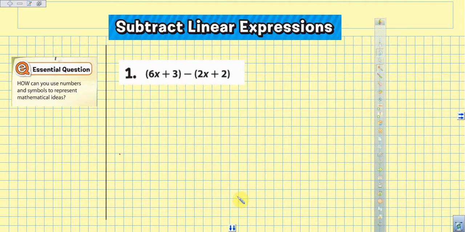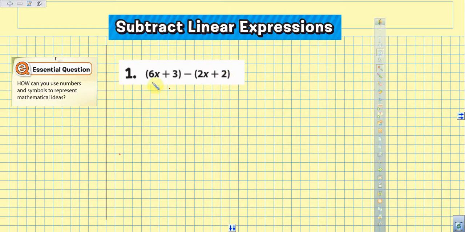Okay, this is the lesson Subtract Linear Expressions. This lesson is found on page 403 of your book. This is example number 1. The essential question is, how can you use numbers and symbols to represent mathematical ideas? And that's what we've been doing with expressions, dealing with numbers and variables. In this case, we are subtracting two quantities.